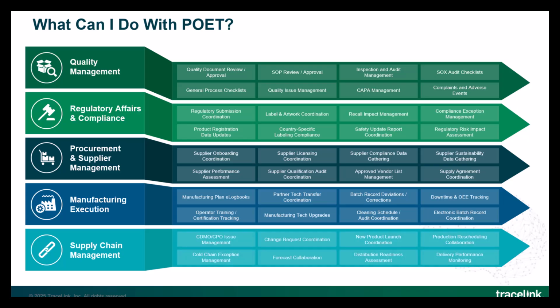Supply chain management. This is all about speed and agility. POET enables a more flexible and responsive supply chain by coordinating tasks like new product launches, production rescheduling, and distribution readiness. This is where we go beyond simple visibility and enable active collaborative problem solving. Ultimately, POET enables you to move from a reactive fragmented approach to a proactive orchestrated one.